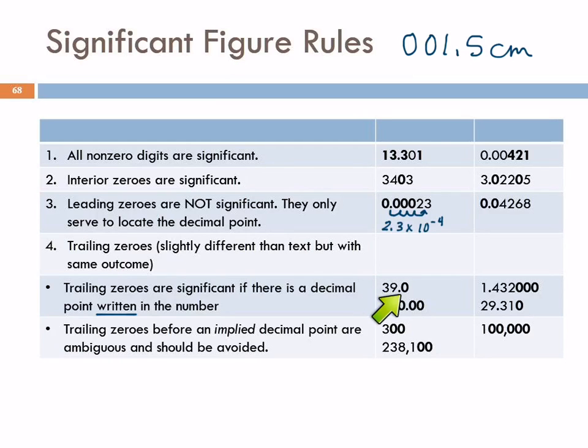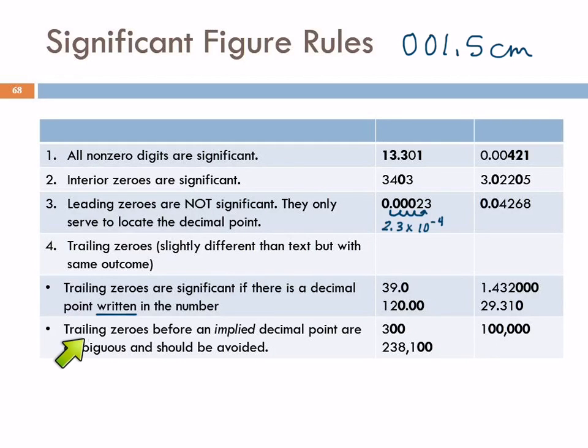In 39.0, would the value of the number change if we didn't write the 0? No. It's not there just to hold a decimal place. It's there to reflect measurement. It's an estimated digit, but it's a significant digit.